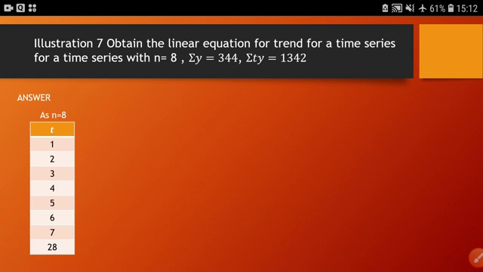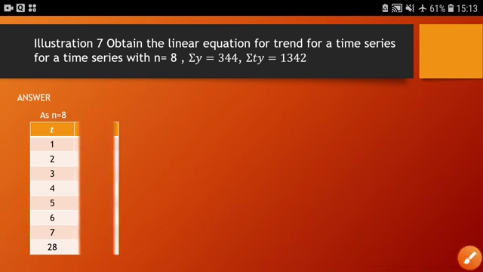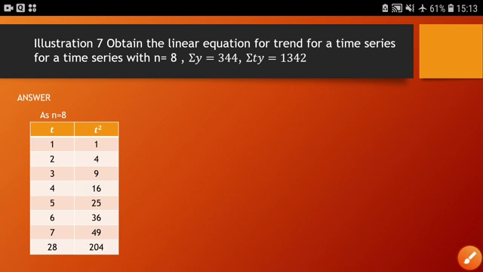So if you write your t as 1, 2, 3, 4, 5, 6, 7, the total of t is 28. If there is a t, you can find t square easily: 1, 4, 9, 16, 25, 36, 49. So your t square total is 204.